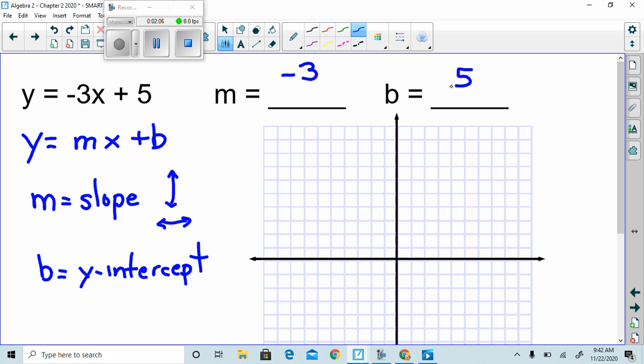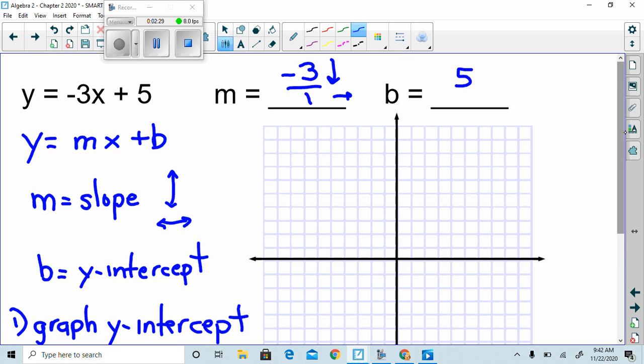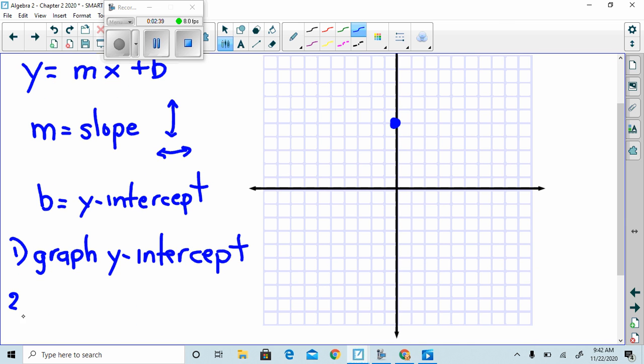Now slope is a ratio, so it's going to be -3 over 1, which tells me it's going to go down and to the right. Start your graph with your y-intercept. We know that's that point that falls on the y-axis. That's easy enough. So b is 5. 1, 2, 3, 4, 5. There's my first point. Now I'm going to secondly use my slope.